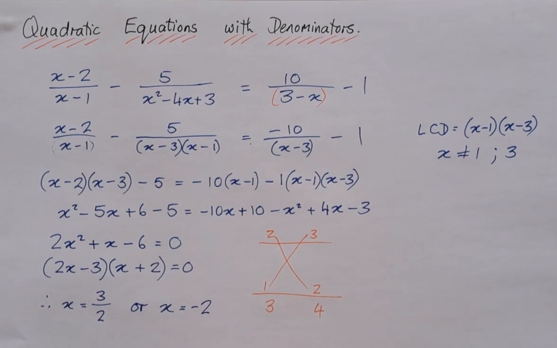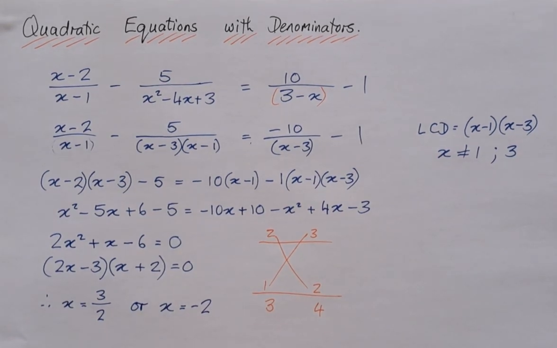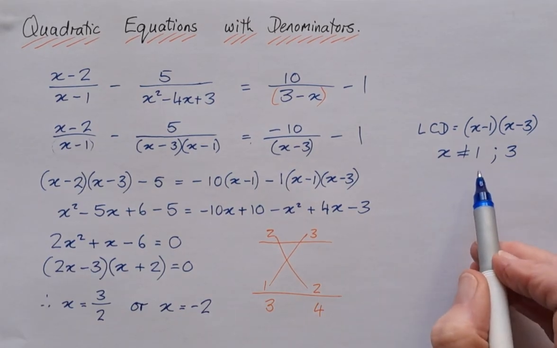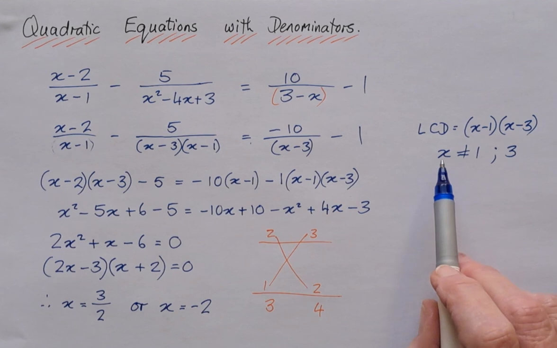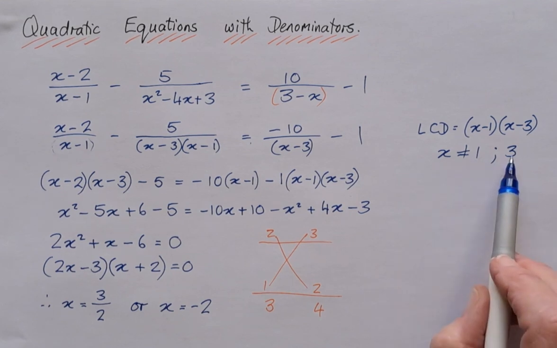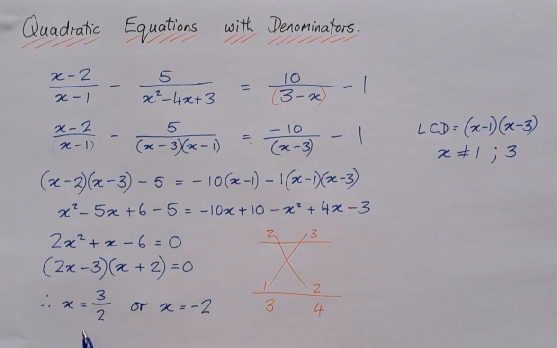But now, before I can underline those answers and say that they are acceptable, I need to go back to my restrictions, and this is what a lot of people forget to do at the end. My restrictions said that x may not be equal to 1 or to 3. Are either of those here? No, they're not. So therefore, I can accept my two answers.